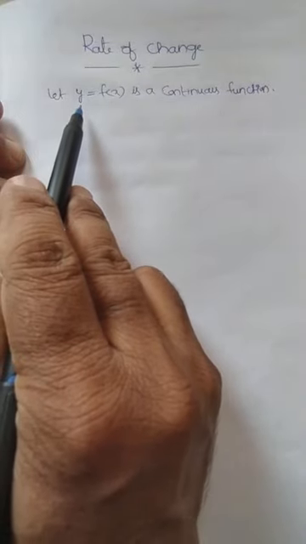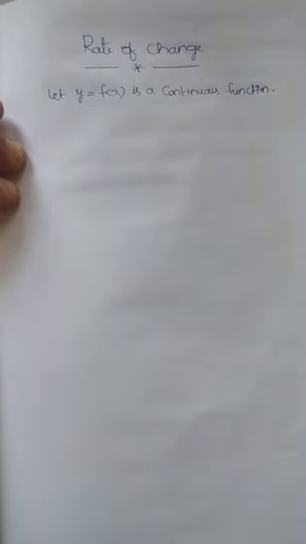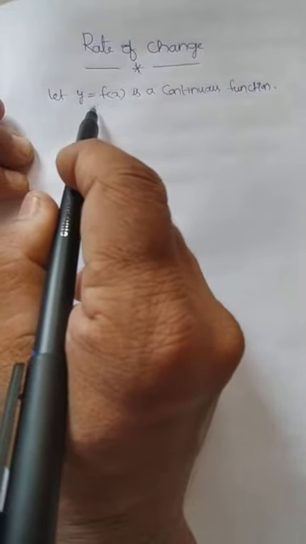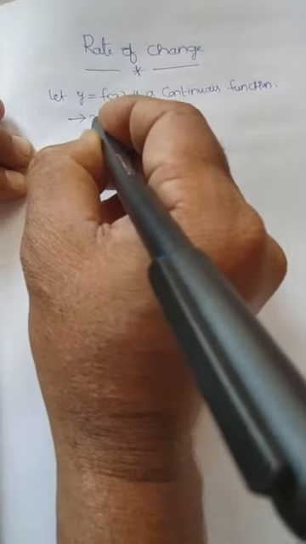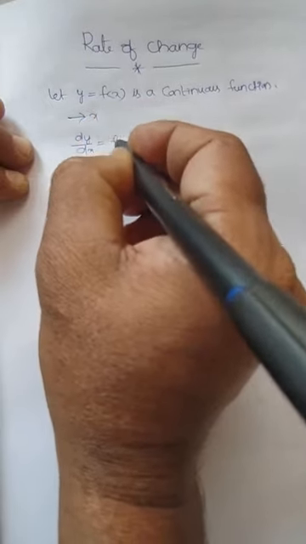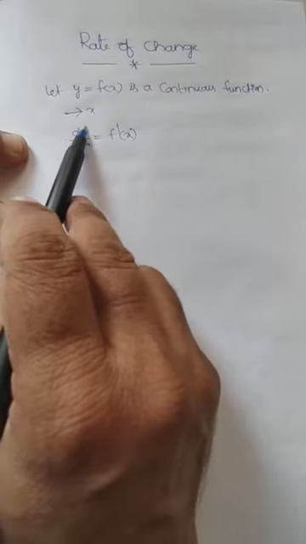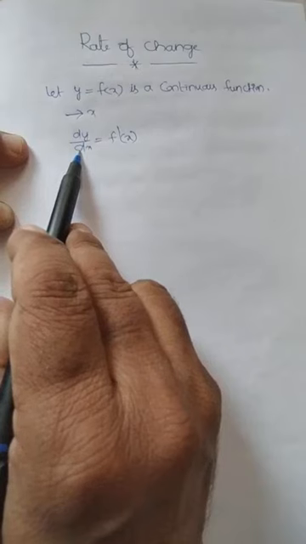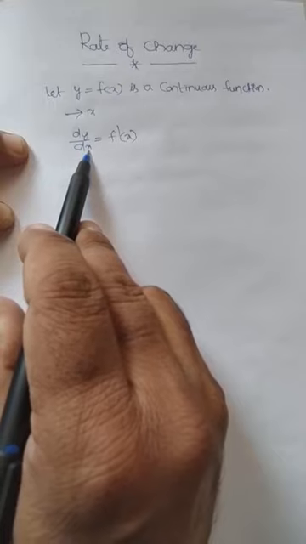Here we have a function y equals f of x, which is a continuous function. If we differentiate the function y equals f of x with respect to x on both sides, we get dy by dx equals f dash of x. This derivative dy by dx denotes the rate of change in y with respect to the variable x.